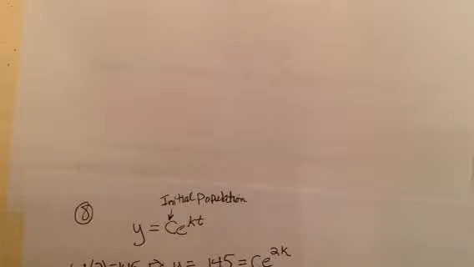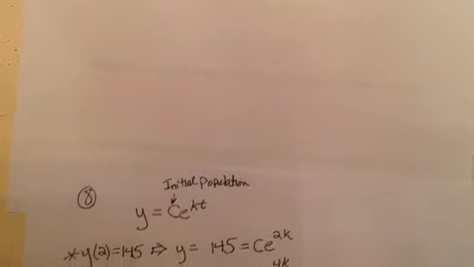Okay, for number 8, we're looking at bacterial growth that will increase according to the law of exponential growth. And we have 145 bacteria after 2 hours and 415 after 4 hours. According to the law of exponential growth, we can model this initially as y is equal to c times e to the kt, allowing c to represent the initial population.